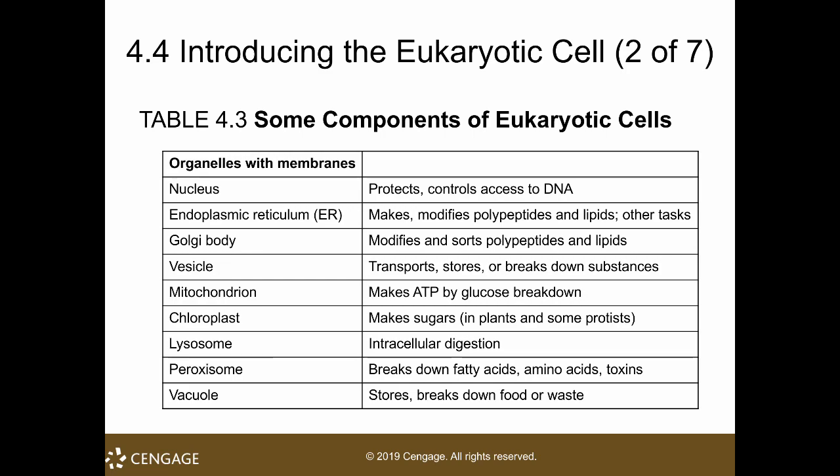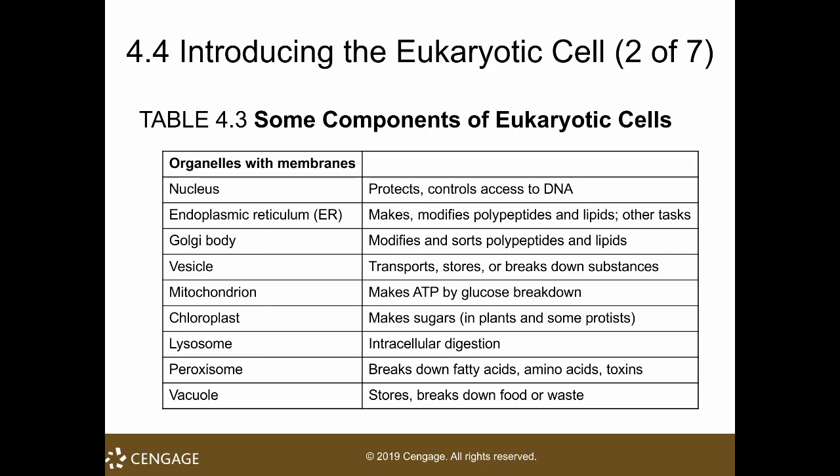We have the vesicles. They transport your polypeptide products, or even harmful materials. They can also serve as storage, or separate the harmful substances from the rest of the cell for breakdown. And then we have the mitochondrion, the powerhouse of the cell. It's responsible for the production of ATP, which is the energy currency of your cell.